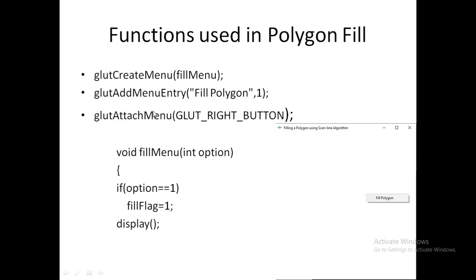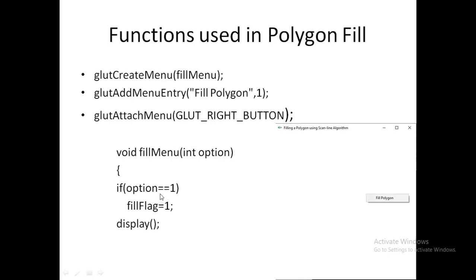glutAddMenuEntry, fill polygon, and the index number is 1. If you add one more entry, that is index number 2, add one more, that is 3. Like that you can give. We have only one option here, so fill polygon will have 1. Now that is attached to our right button. Whenever you click the right button here, this menu will pop up, and you will select this menu entry, fill polygon. After pressing fill polygon, 1 should be passed. It means the user has selected 1.